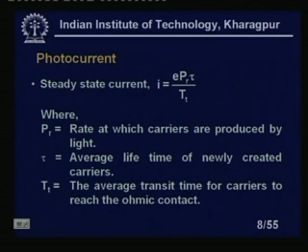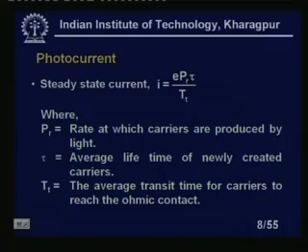T subscript small t is the average transit time for carriers to reach the ohmic contact, because in any semiconductor device I must collect the current at the outside, so that carriers must reach the ohmic contact, so that it will pass through some ammeter and some detectable current will be observed. And E is the electronic charge, E is the electronic charge here. Okay.